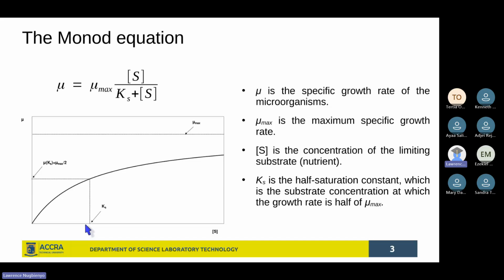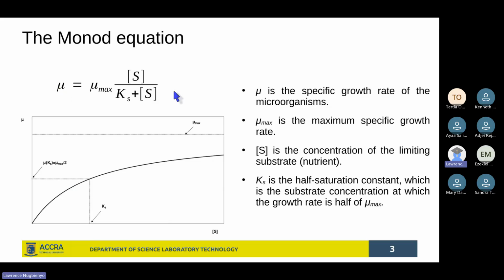So you have just the application of that Michaelis-Menten kinetics, but this time around by Monod, which is being referred to as the Monod equation, where you have the specific growth rate of a microorganism being expressed in relation to substrate concentration.